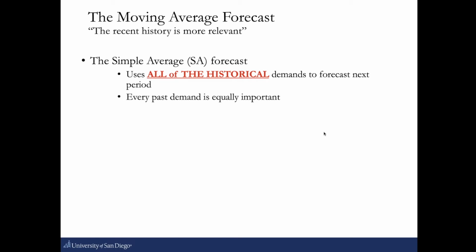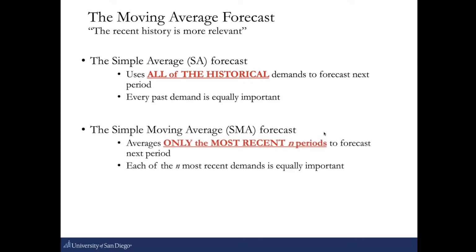Here we see that simple average forecast, which is what we introduced in method 2, uses all the historical demands to forecast the next period. And every past demand is really important. But as I argue, maybe not all data points that happen in the past are equally important. So perhaps we can use a moving average method. This is method 3. This averages only the most recent n periods to forecast the next period, and assume that each of the n most recent demands is equally important.